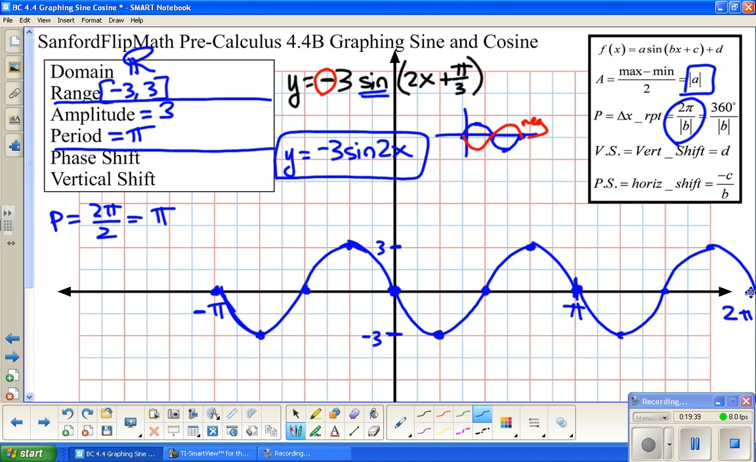All right, now phase shift. Now this is where things get less than pretty.